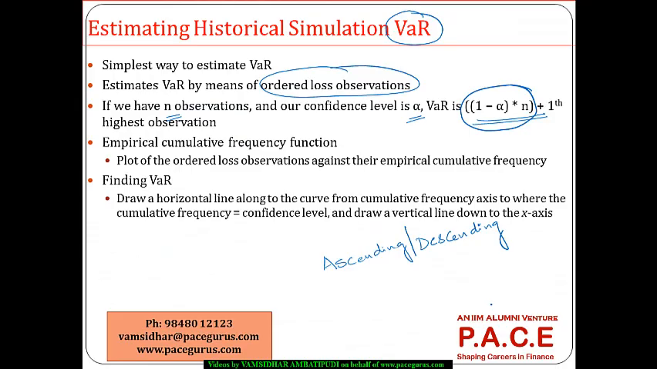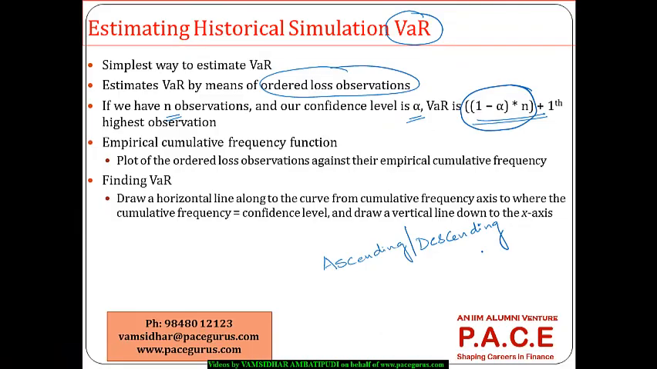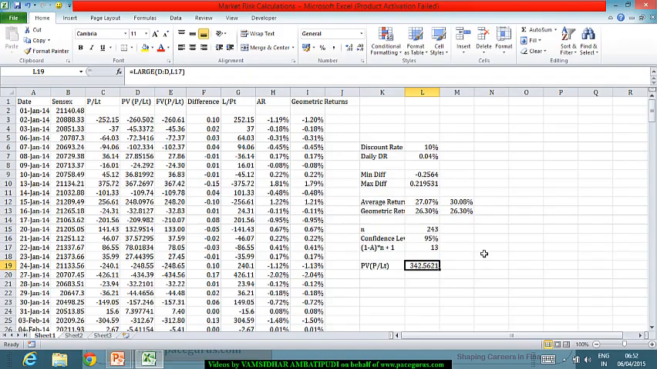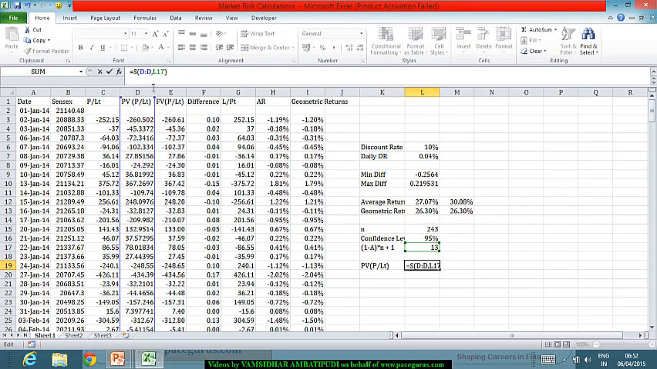Here I am working on the profit to loss. If I am going with the profit to loss, I am looking at the 13th smallest observation, not the 13th largest. Or if I am taking the loss to profit ratio instead of profit to loss, I can very well talk about it as the 13th largest.